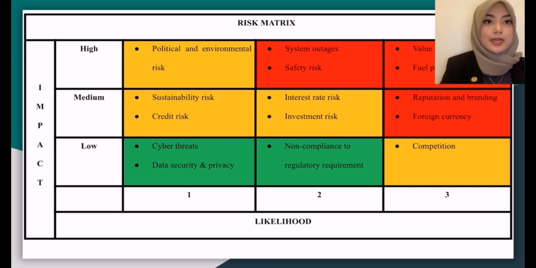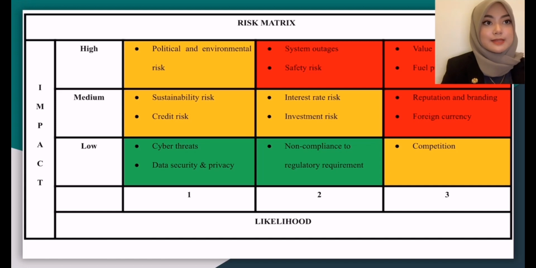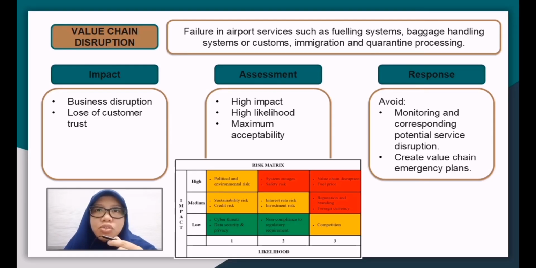So we move to the next risk, which is investment risk and system outage. I will focus on the system outage. This risk is the outage of mission-critical systems required for continuity of flight operations and revenue channels, which may result in significant loss. This impacts customer trust and the image of AirAsia itself. The assessment is maximum acceptability. AirAsia needs to avoid this risk by developing, implementing and testing the system occasionally. Using this risk matrix, we can see that investment risk gives a medium impact and the likelihood of happening is medium. For system outage, this risk gives a high impact but the likelihood of happening is medium.